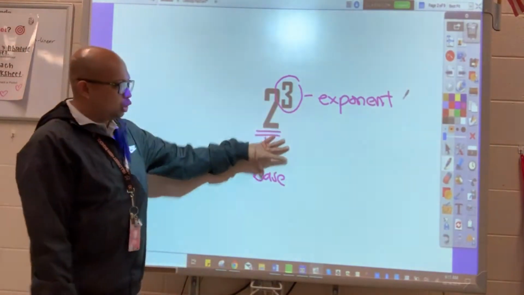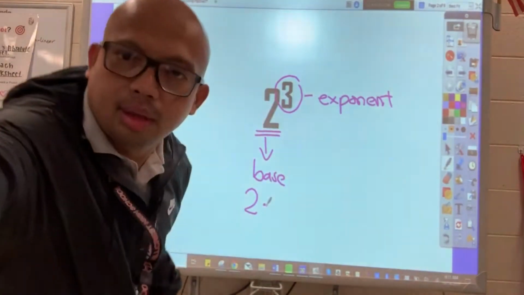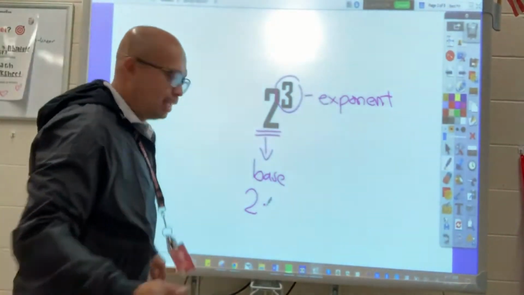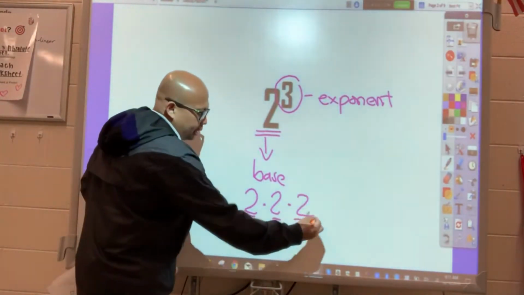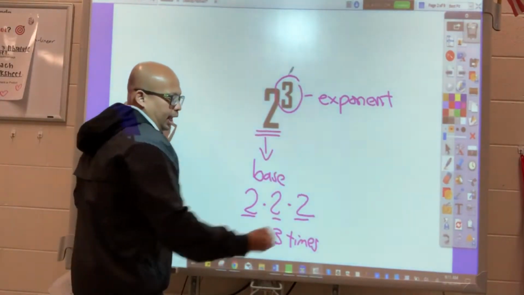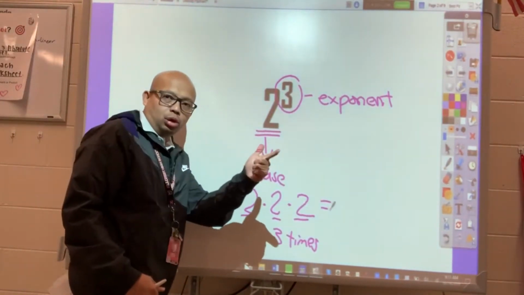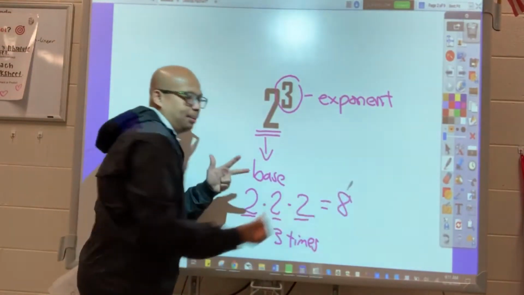So if I ask you to expand this, the meaning of that is 2 times 2 times 2. I'm multiplying the base 3 times because the exponent is 3. And the answer here is 2 times 2 is 4, times 2 for the 3rd time, 8. Make sense?